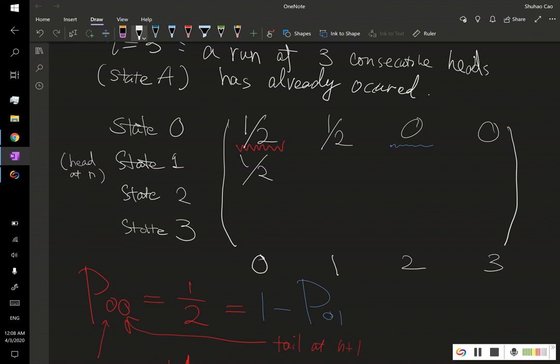And now let's look at state 1 to state 1. So state 1 to state 1 actually is impossible because if we flip a head at time n, and next time flip a head at time n plus 1, we'll have two consecutive heads, which means we have 1/2 chance of entering state 2. So state 2 means we have two consecutive heads, two heads at the current and the previous one. So basically, we cannot enter other states.